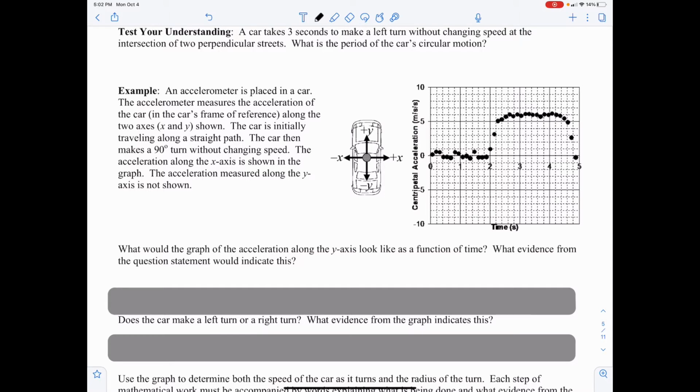Test your understanding. A car takes 3 seconds to make a left turn without changing speed at the intersection of 2 perpendicular streets. What is the period of the car's circular motion? Now, pause the video, see if you can figure out what the period of the car is going to be making this left turn. The hint I will give you is the period is the time to complete one full cycle, or in this case, one full circle. Pause the video and give it a try.